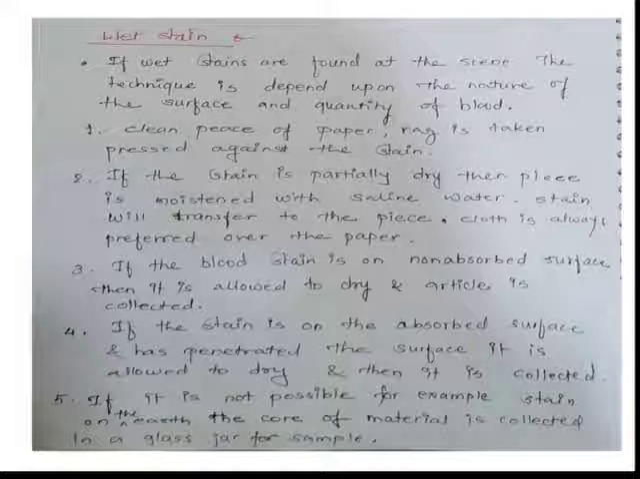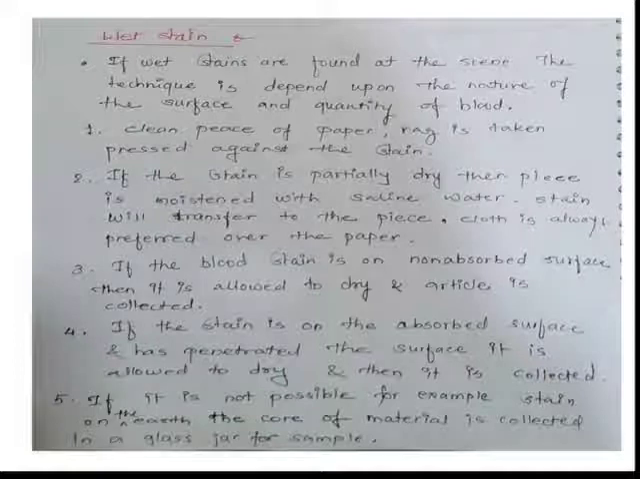At that time the stain will get transferred to the piece of cloth, and the cloth is always prepared over the paper. And if the blood stain is on a non-absorbent surface, then it is allowed to dry and the article is collected, or particles are collected. Then if the stain is on an absorbent surface and has penetrated the surface, it is allowed to dry and then it is collected. Means what?